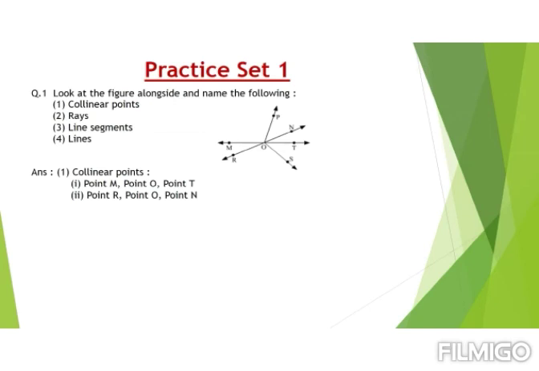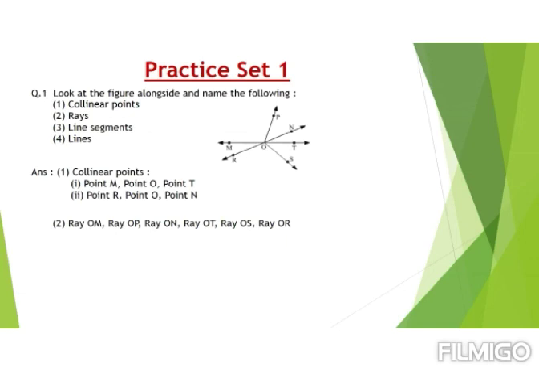Rays. So what is ray? The line which has one endpoint and one arrow from where we can extend the line is said to be a ray. So here we can take the endpoint as O. So we can write the name of the rays as ray OM, ray OP, ray ON, ray OT, ray OS, ray OR. The third one is line segment.